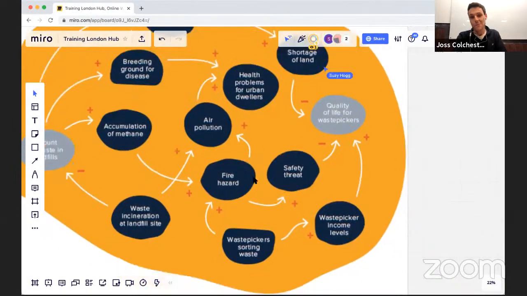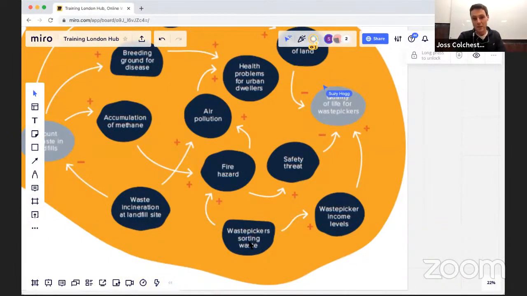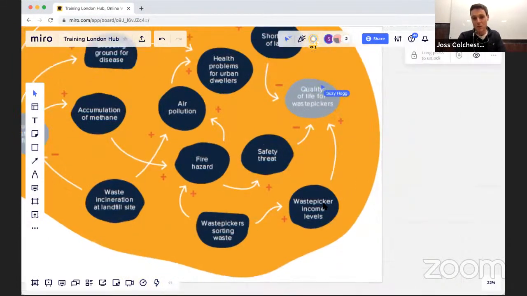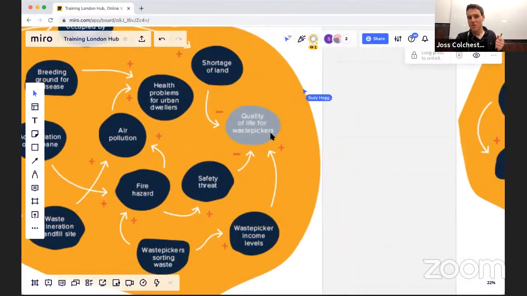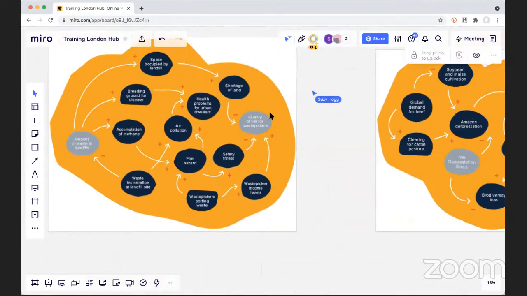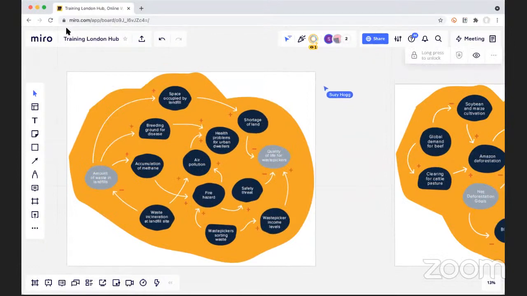So waste pickers sorting waste down here. The number of waste pickers sorting waste is positively correlated with waste picker income level. Is that right? If there are more people sorting waste, I guess their overall income is going to be more because there's more of them. And if there's more income, potentially better quality of life for waste pickers. But what you're beginning to tease out now is that there are some assumptions that are not explicit. The assumption is we're talking about the group income increasing rather than the individual person's. So you've got to be careful with that.